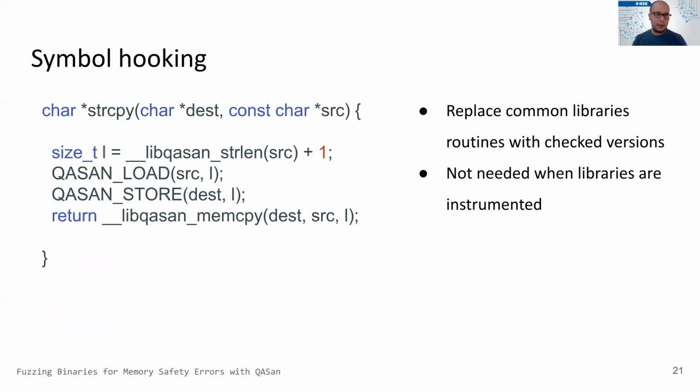We also hook some symbols like address sanitizer, in case the user doesn't want to instrument all the libraries, because yes, we can do that, but of course you pay in performance, because the more code you instrument, the slower the execution will be. So like address sanitizer, we hook common functions used for processing buffers. In this case, strcmp. You can see QASan load and QASan store, the macros used to check the validity of buffers.